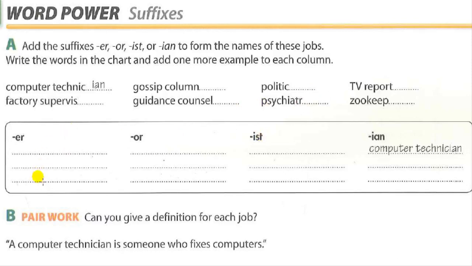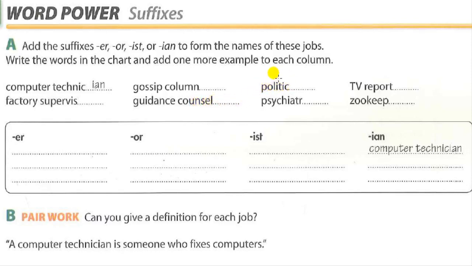So here we're going to write the jobs and we give examples. Of course, a computer technician is someone who's responsible for the computer support, the computer's maintenance. Factory supervisor, someone who's working in management. Gossip columnist, this is a journalist, a writer of gossip, someone who writes about actors, singers. Guidance counselor, if you have a problem, you can go to the guidance counselor, someone who tries to solve your problems, especially in school. It's very helpful.